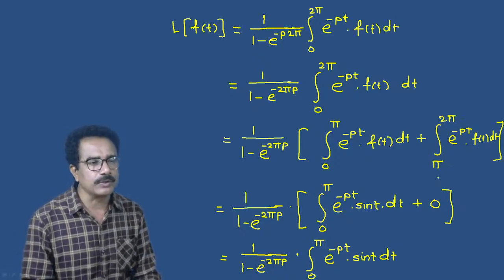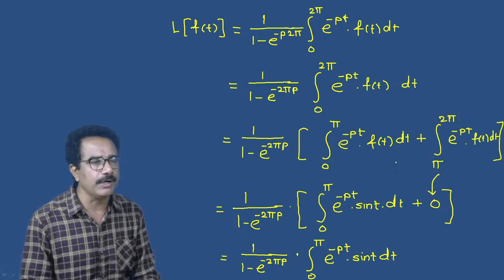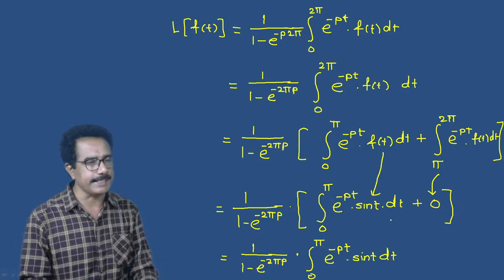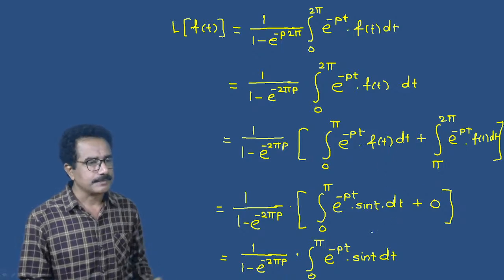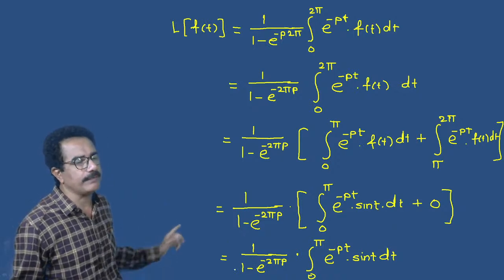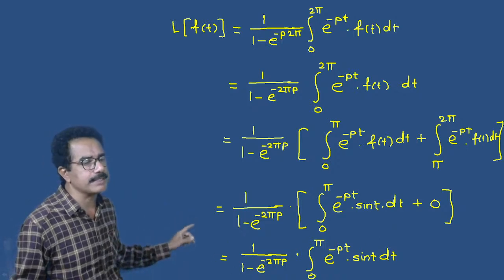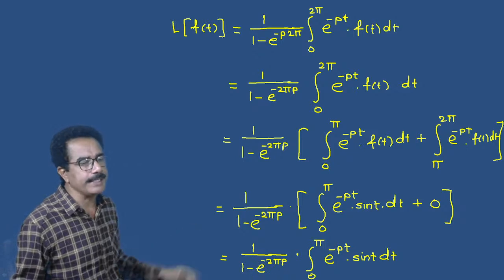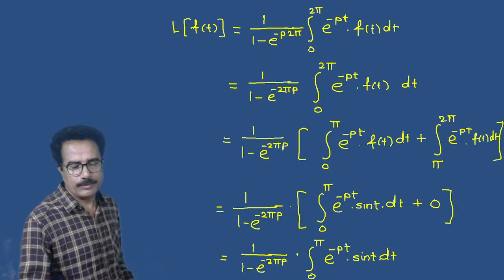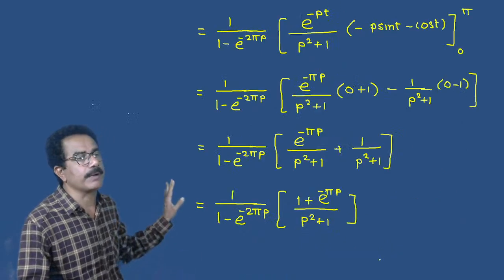So the second integral will be 0, and in place of the first, f of t is equal to sin t. Keep this value as it is. So the Laplace transformation of f of t is equal to 1 upon 1 minus e raised to minus 2 pi p, into the integral from 0 to pi of e raised to minus pt into sin t. Okay, this is the Laplace transformation.